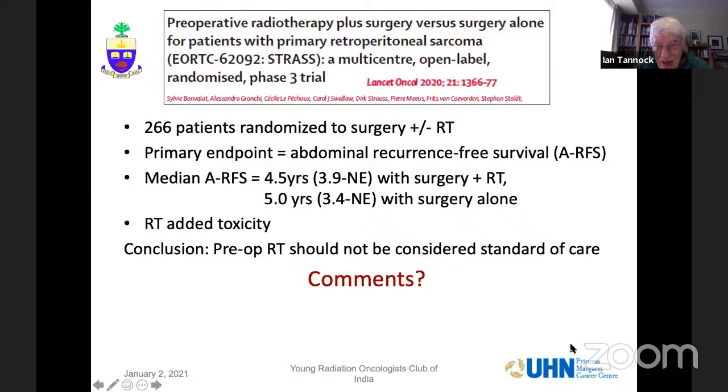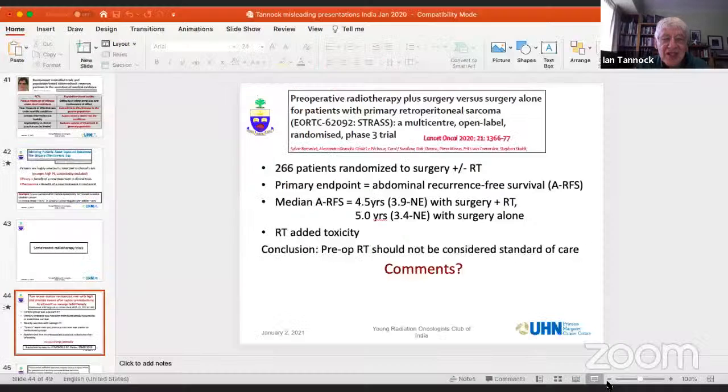The median abdominal recurrence-free survival was 4.5 years, with a wide confidence interval for surgery with pre-op radiation therapy, and 5 years with, again, a wide interval with surgery alone. Clearly, those are not significantly different. And radiotherapy to the abdomen adds toxicity, as you all well know. The conclusion was that pre-op radiation therapy, which is standard of care for limb sarcoma, should not be considered the standard of care. Obviously, this is another trial that does not satisfy non-inferiority. The statistical margins are wide here. So what would you do in the face of this result?